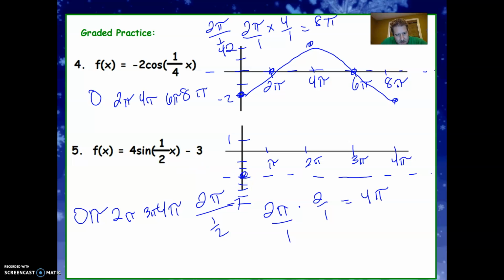Okay, sine starts in the midline. It goes up because it's positive. I know it's not the cleanest looking graph, but hopefully you get the idea.